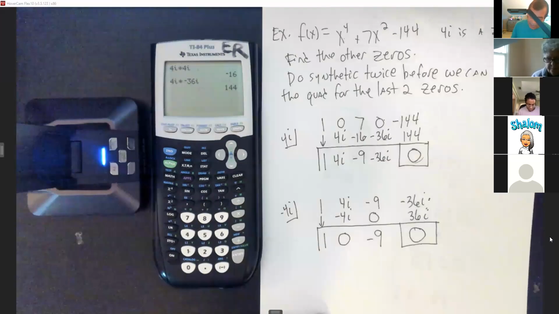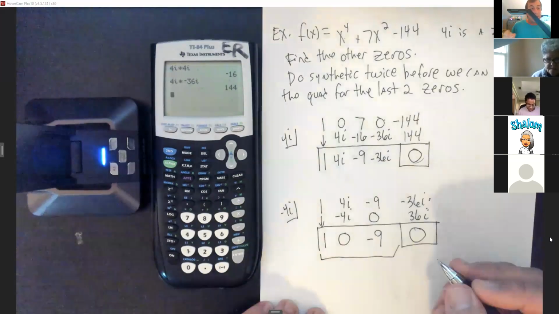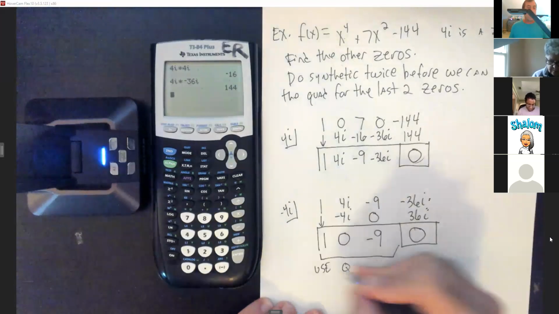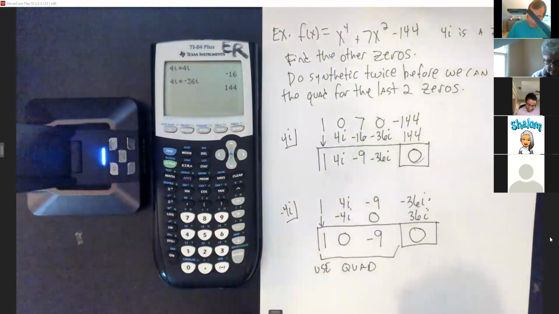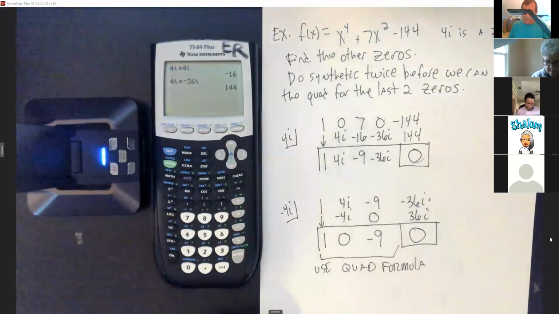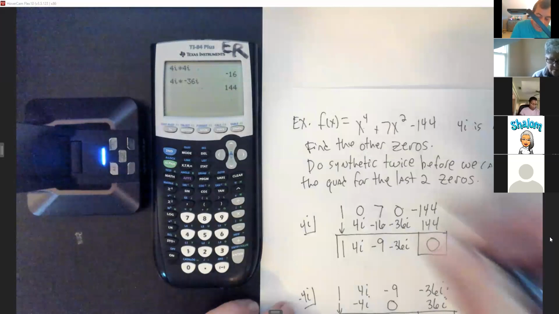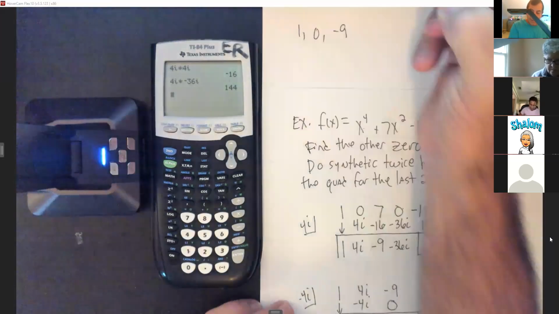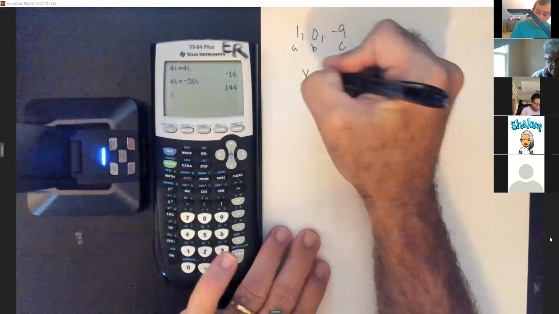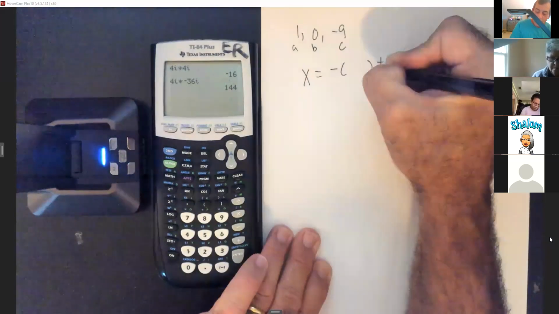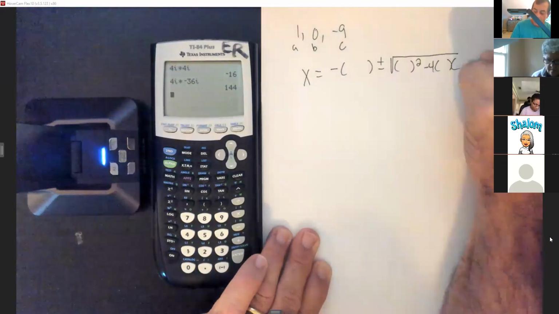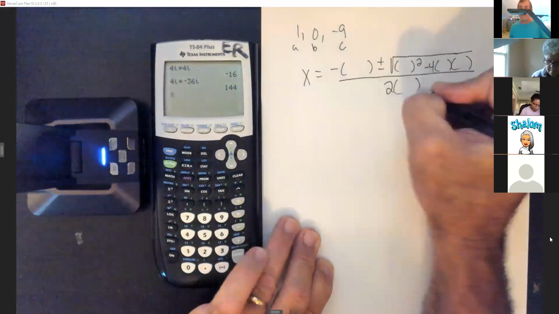So now, you got 3 numbers left. Since I got 3 numbers left, I can now use the quad formula. So what I have, 1, 0, and negative 9. So that'll be my a, b, and c. So we got x equals negative b plus or minus square root b squared minus 4 times a times c, all over 2 times a.